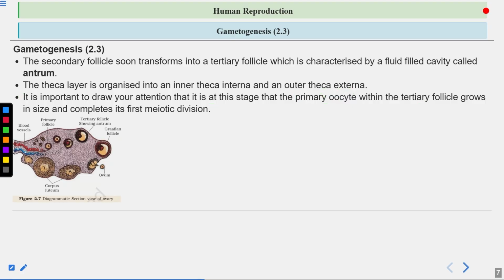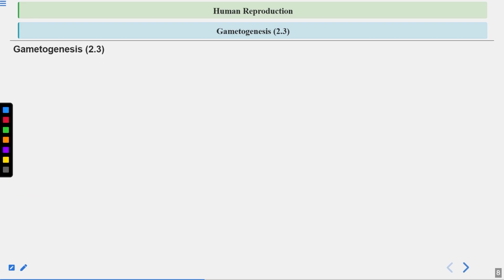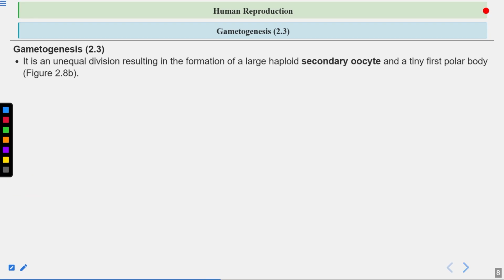Okay. So again, we have discussed this image: the primary follicle, the secondary follicle, then the tertiary follicle. This tertiary follicle contains the primary oocyte, which is diploid. This primary oocyte completes its first meiotic division when it is present within the tertiary follicle. Now, again, this is very important here. This division, meiosis 1, is an unequal division.